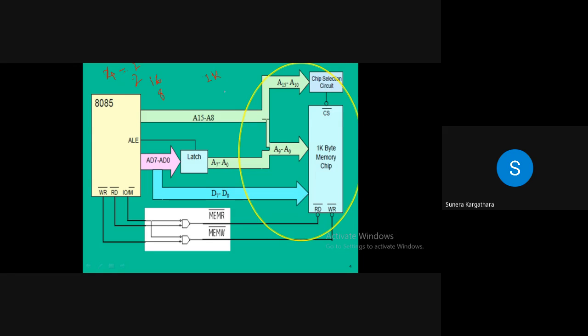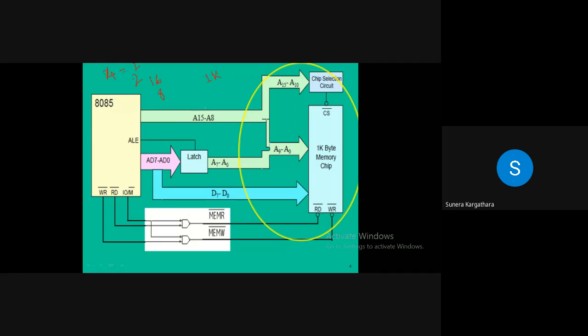In the same way, I have 1 kilobyte of memory. To address this 1 kilobyte memory, how many address lines do I need? 2 raised to how much gives 1K? Students, 2 raised to 1, you can locate only 2 locations. 2 raised to 2 is 4, you can locate 4 locations. 2 raised to 3, 8 locations. 2 raised to 4, 16 locations. Similarly, 1K means 1024 locations, so you require 10 address lines, right?